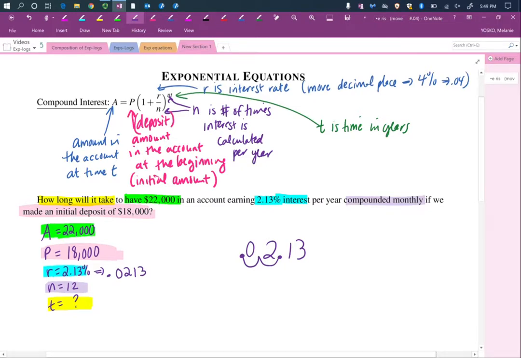Compounded monthly, so N is 12. And we made an initial deposit of $18,000. Okay, so hopefully you can figure out where all the pieces came from. I'm going to erase this. So we're going to set this up.